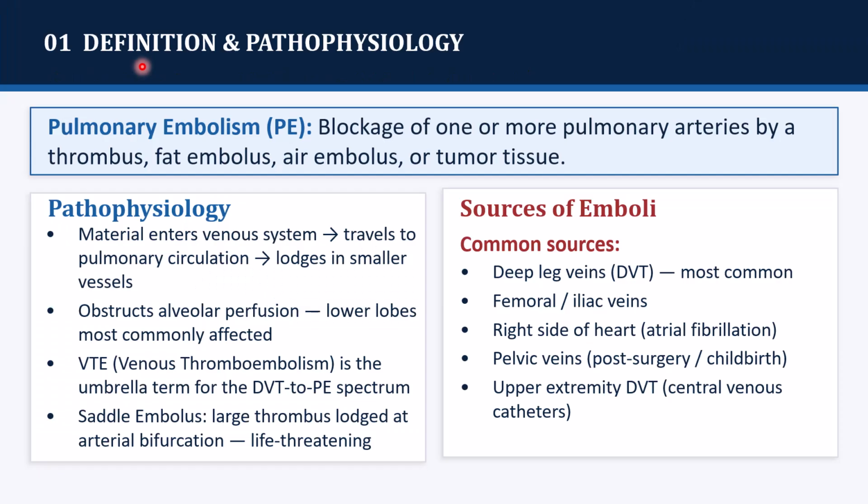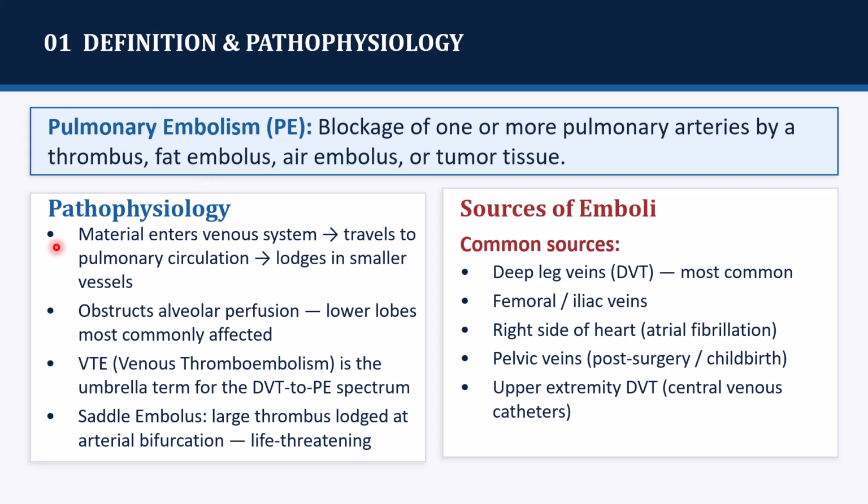So let's start with the basics. What exactly is a pulmonary embolism? A pulmonary embolism is the blockage of one or more pulmonary arteries, the blood vessels that carry blood from the heart to the lungs. That blockage can be caused by a thrombus, that is a blood clot, or less commonly by fat, air, or tumor tissue.